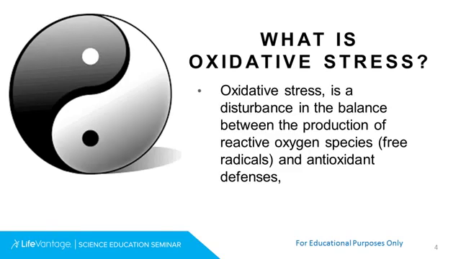So we have to get back to the basics to have a discussion here about NRF2, and that is oxidative stress. What exactly is oxidative stress? Oxidative stress is a disturbance in the balance between the production of reactive oxygen species, otherwise known as free radicals, and antioxidant defenses. So, for example, we're all exposed to oxidative stress on a daily basis, and our ability to fight that oxidative stress determines how much of an effect the oxidative stress has on damaging our cells.